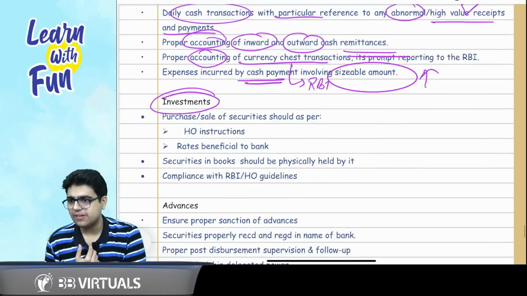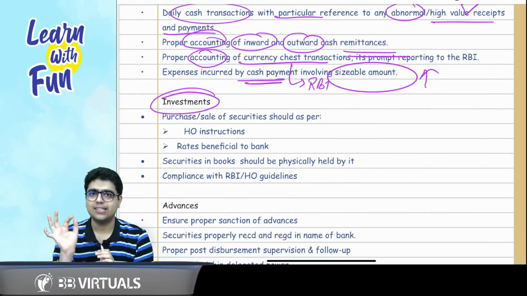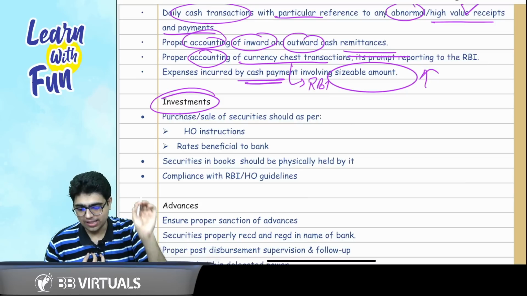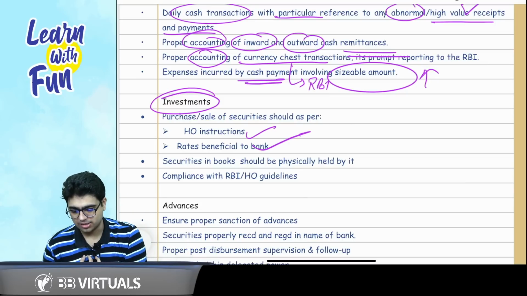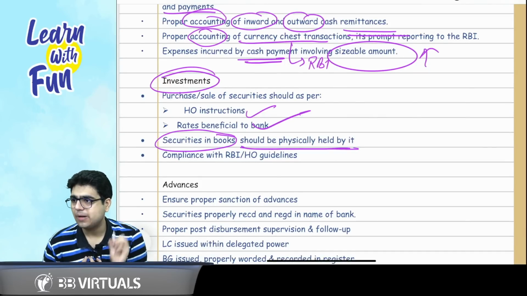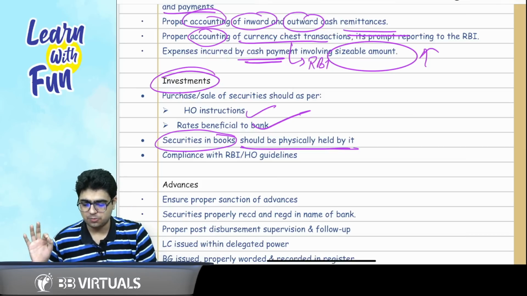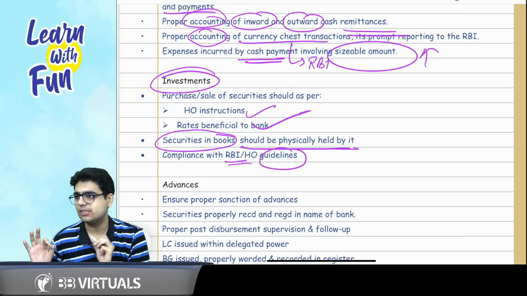Now comes investments. Investments, sir, it says purchase and sale of investment should be done at the rates which are beneficial to the bank and as per the head office instructions. Next point, securities in the books should be physically held by it. Whatever be the securities in the books of account should be physically there with the bank. And the last point is comply with the RBI and head office guidelines.